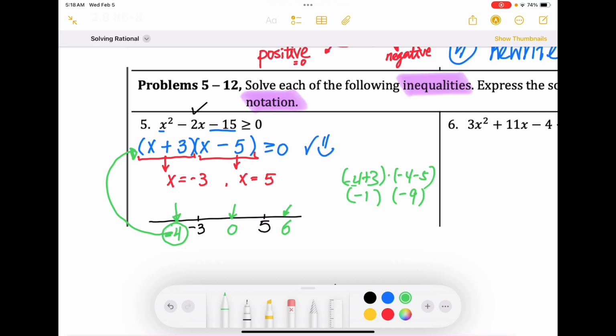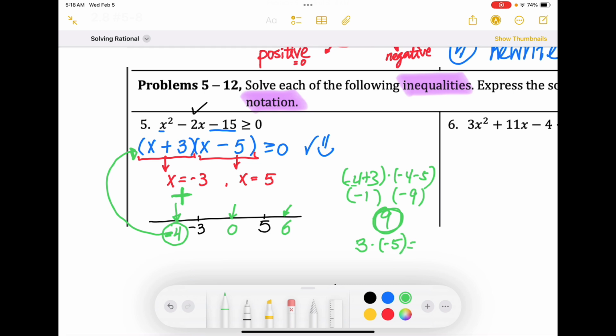Times -4 minus 5, that will be -9. And -1 times -9 gives me a positive 9. So this sign tells me my final outcome as I pick it: I will have a positive outcome, okay? Good.